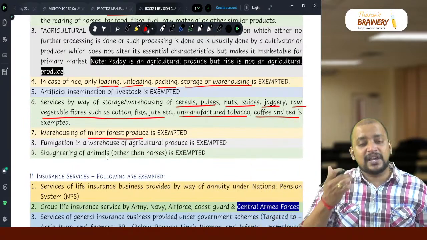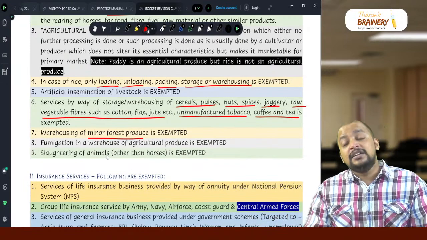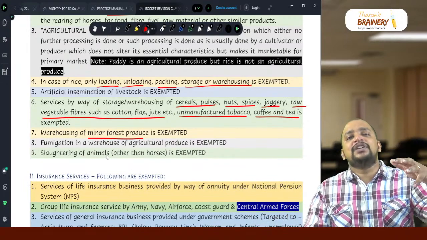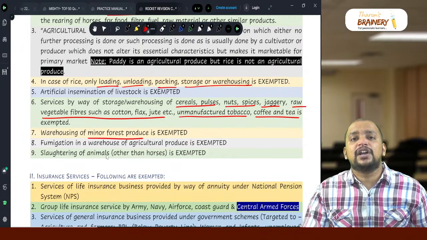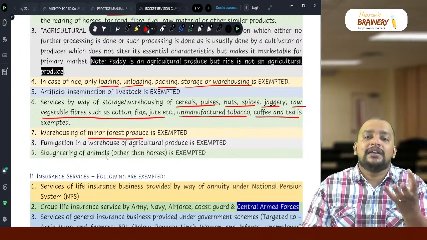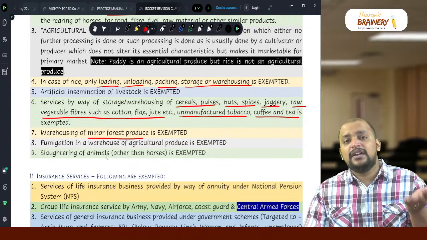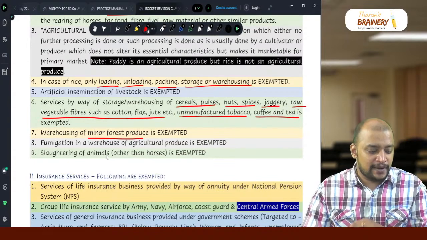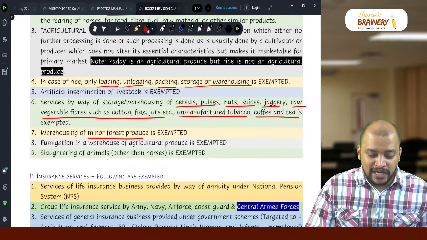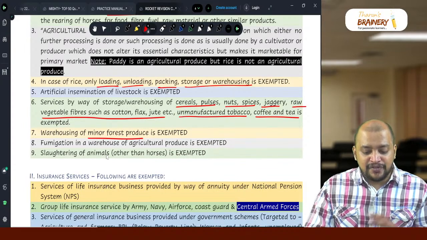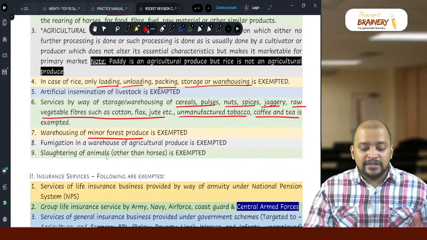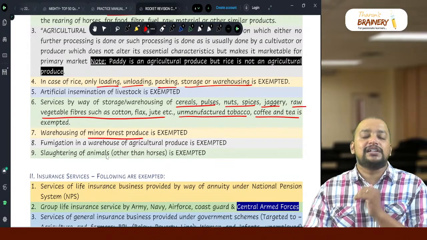So that's the reason why I have not included it here. But warehousing of betel leaves and tendu leaves, and even warehousing of indigo, a tropical plant, all these are anyhow agricultural produce. That's why we did not include it here. Okay. Then next one, warehousing of minor forest produce is exempted. Then fumigation in a warehouse of agricultural produce.